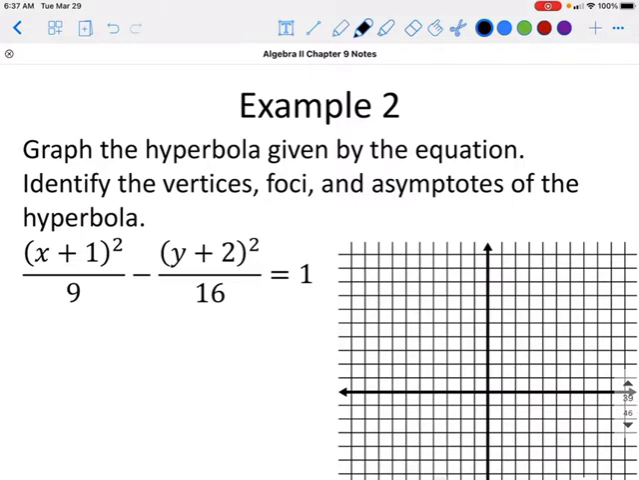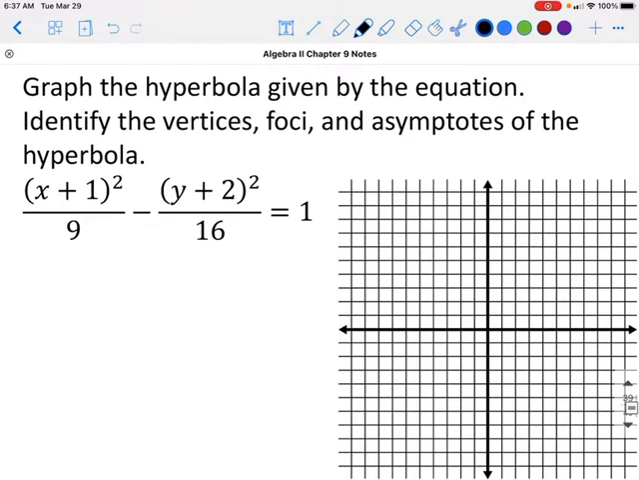Again, we're going to graph the hyperbola, identify the vertices, foci, and asymptotes. So this time our center is not at 0, 0. Remember, when you pull these out of the parentheses, you change the sign. So with the x value, when I pull that out, it's going to become -1. Our k value with the y, when I pull that out, we're going to change the sign. So we have h is -1 and k is -2. The a squared is always the first denominator. So in this case, it is 9, or a is equal to 3. And the b squared is always the second denominator, which is 16, or b is equal to 4.